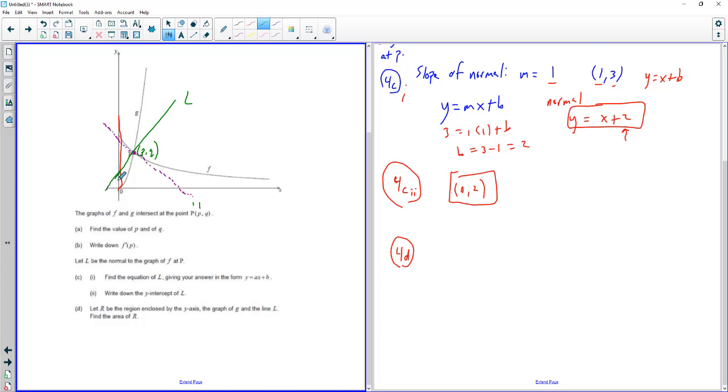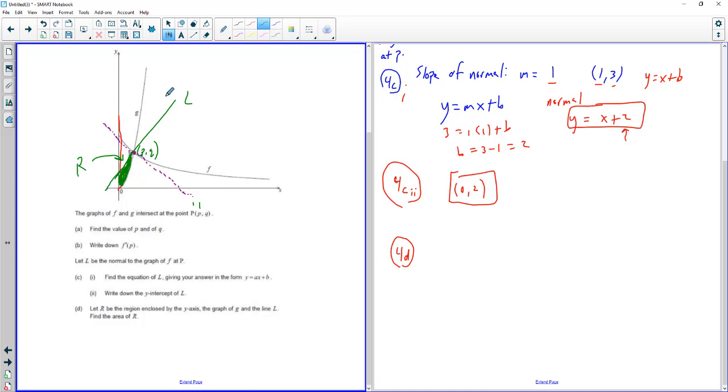So this is enclosed by the y-axis, line L, and the graph of G. So we're actually finding, if this makes sense to you, this area right here. This is the area we're finding. Okay, so that's a tricky question. We're finding that, which is called R, that area there.